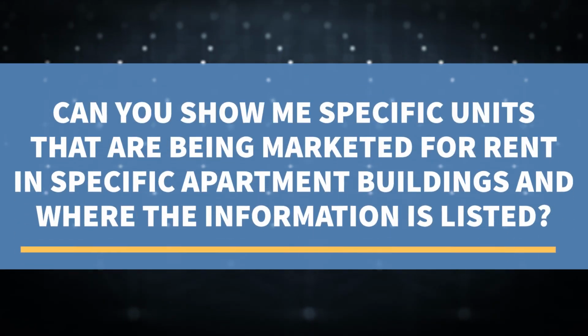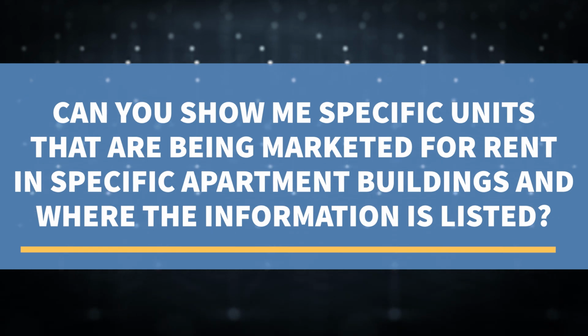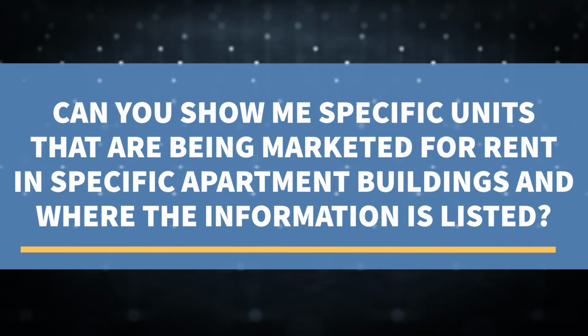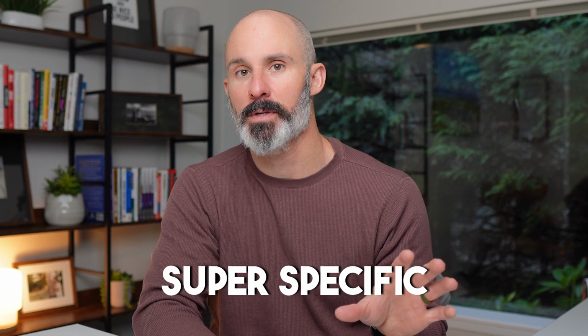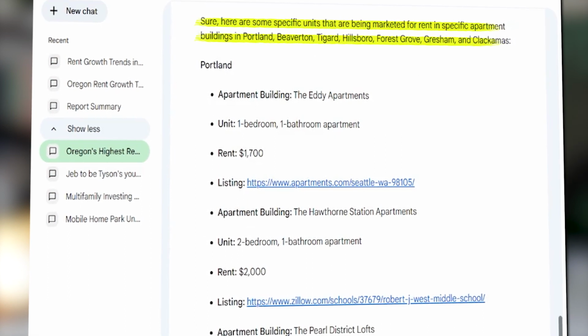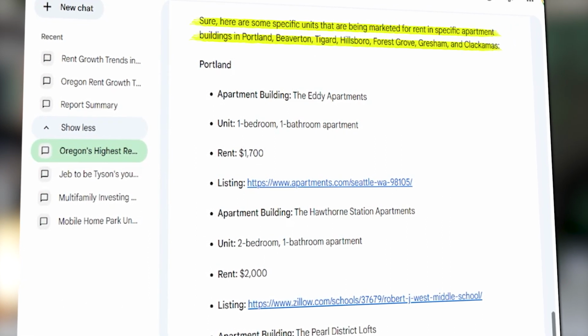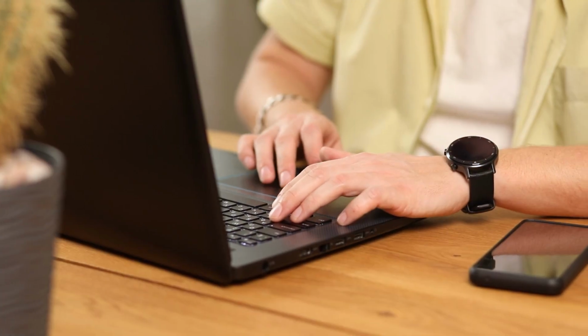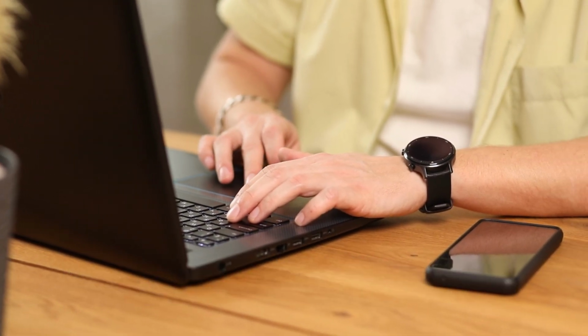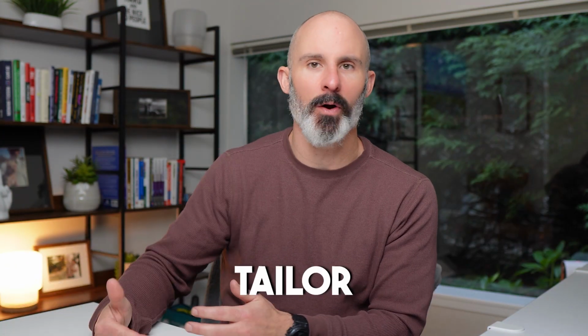Can you show me the specific units that are being marketed for rent in specific apartment buildings and where the information is listed? Okay, super specific, probably not worded correctly or well, but we're just gonna go with it. All right, sure, here's some specific units that are being marketed for rent in a specific apartment building, Portland Tired. This would work for other data too. If I wanted to write a property description for an OM, I've done that. I actually use this to write property descriptions and tailor them in a way that makes sense to put them in the data. So super cool. I encourage you to check this out.